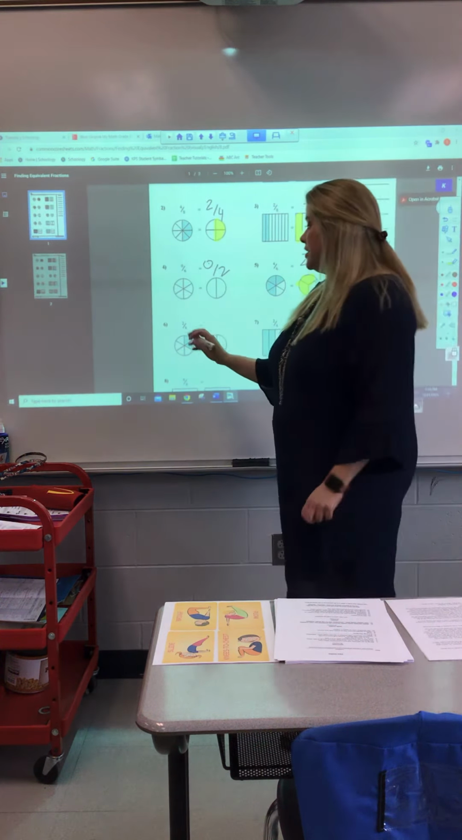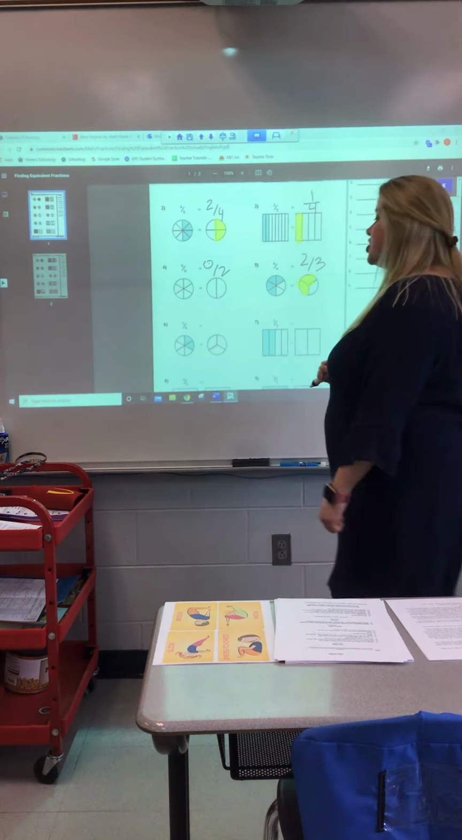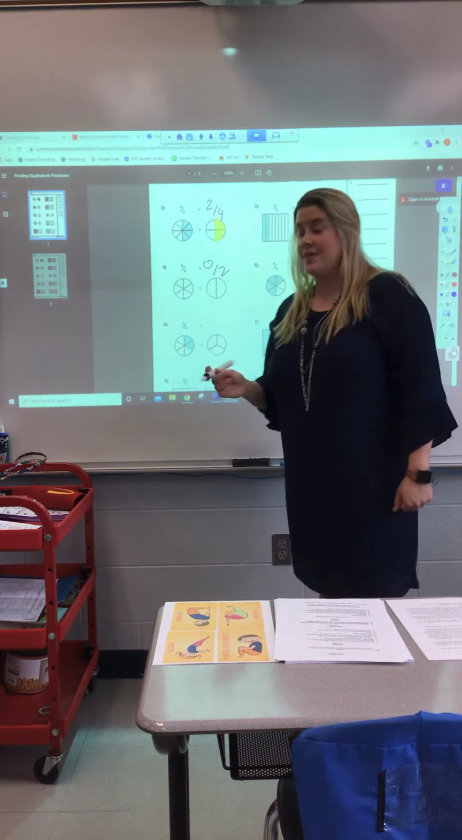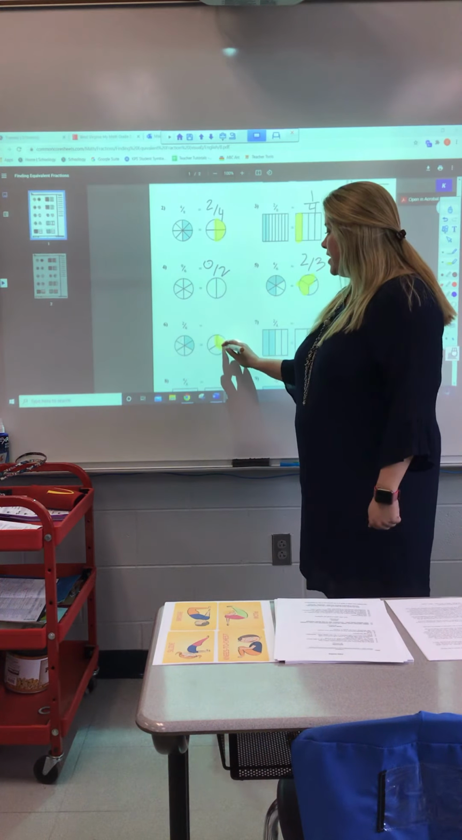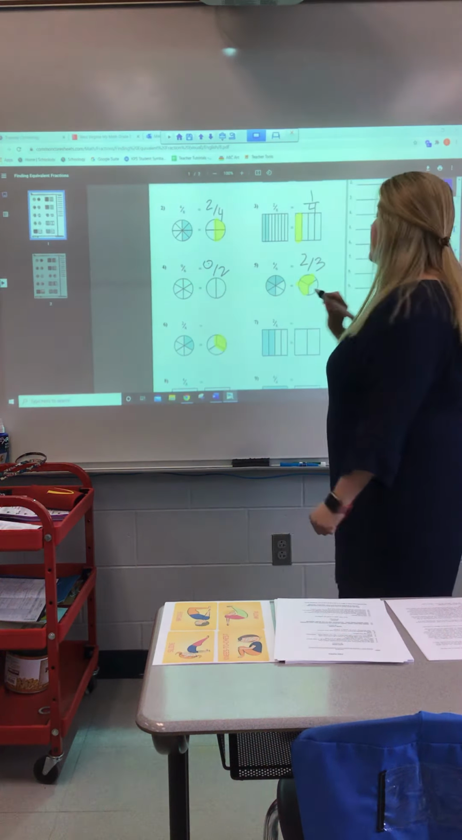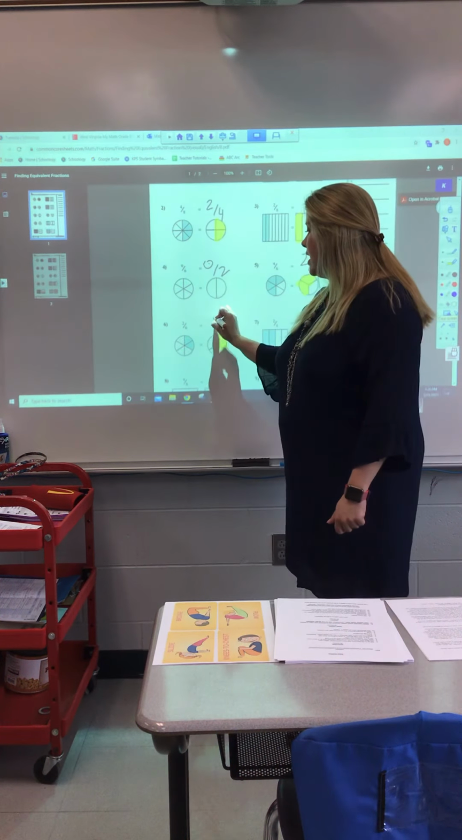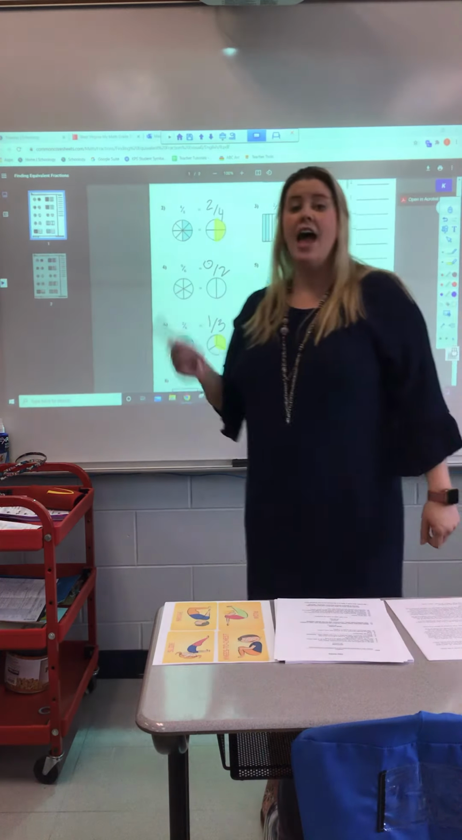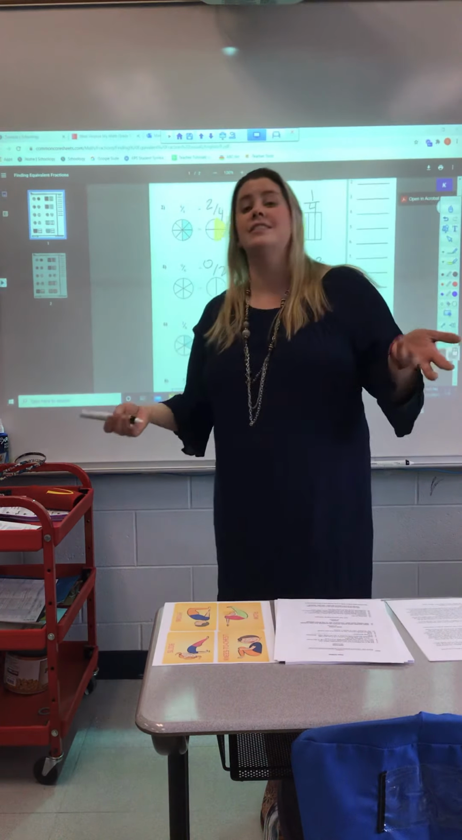How about this one? 2/6 of that circle is shaded. How much of this circle do I need to shade? Right, hopefully you colored in just one part, and that left you with a fraction of 1/3. So 2/6 and 1/3 are equivalent.